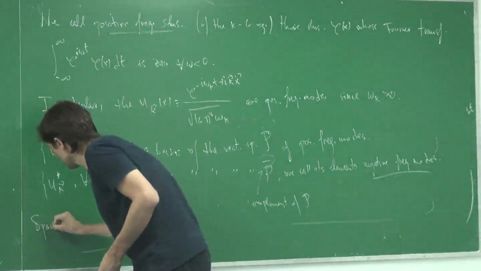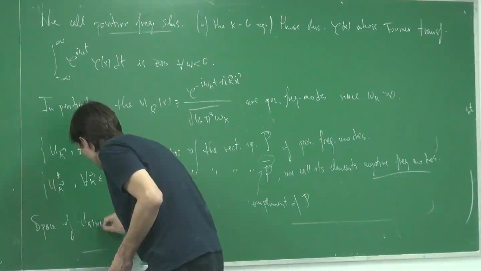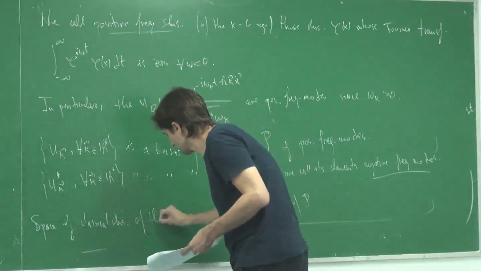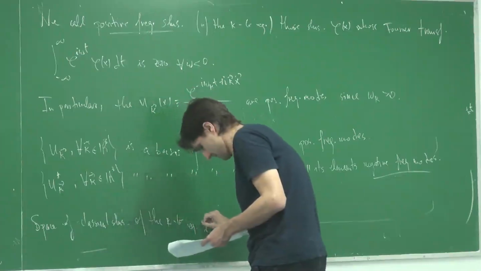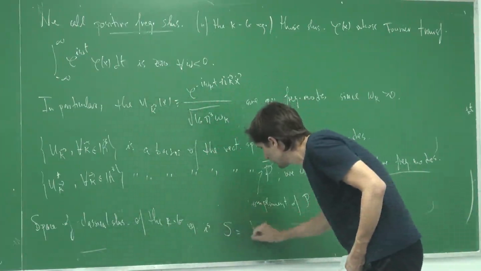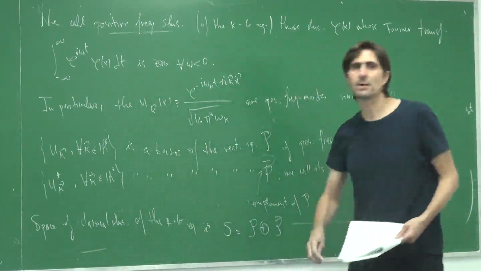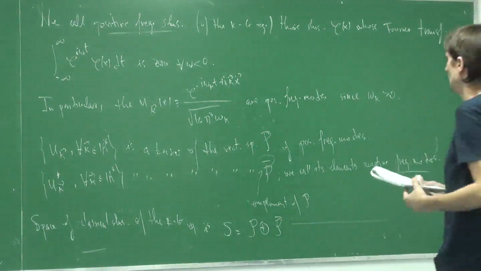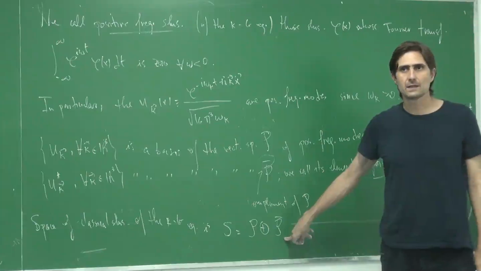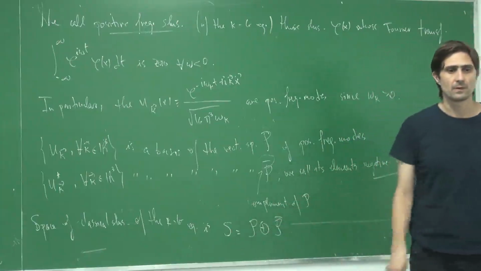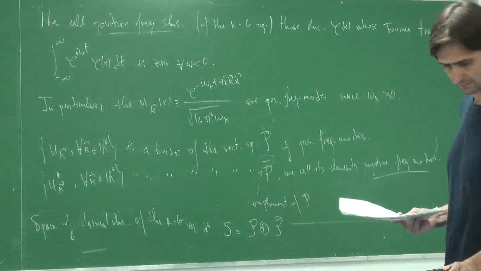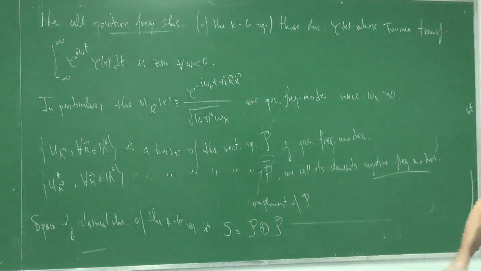And the space of classical solutions, we call it S, and it's just a direct sum of P and P bar. Okay. Any solution can be written as a sum of an element of P and an element of P bar. Okay.